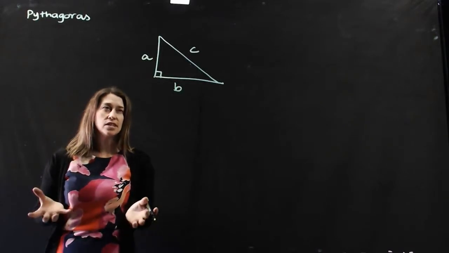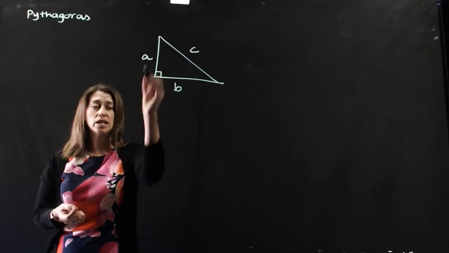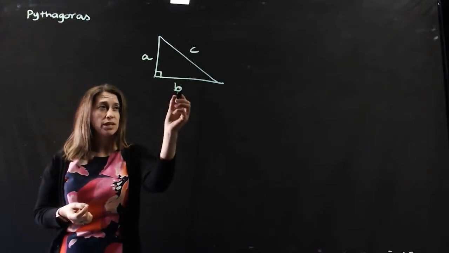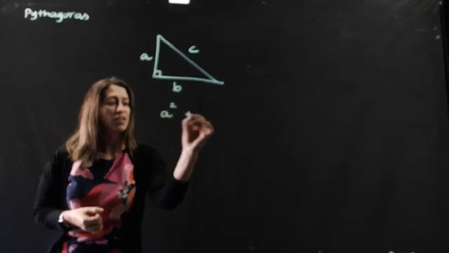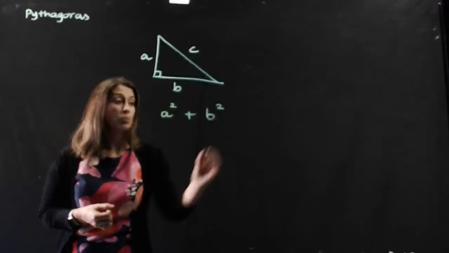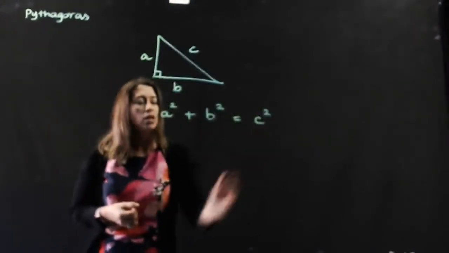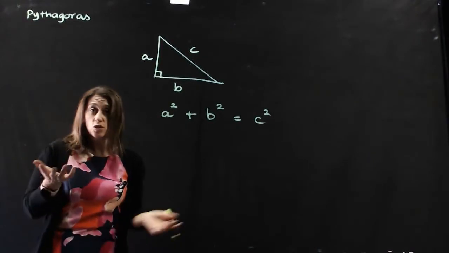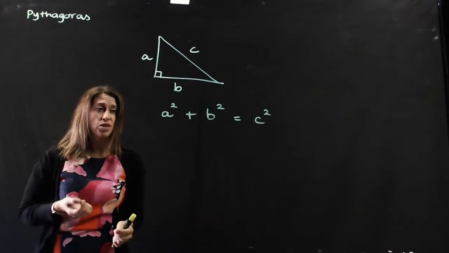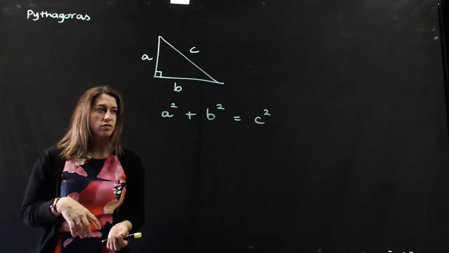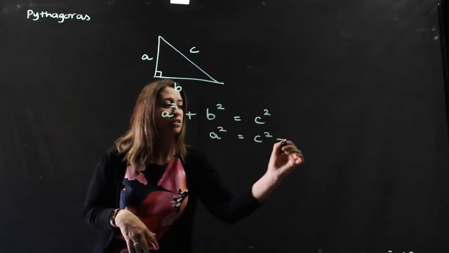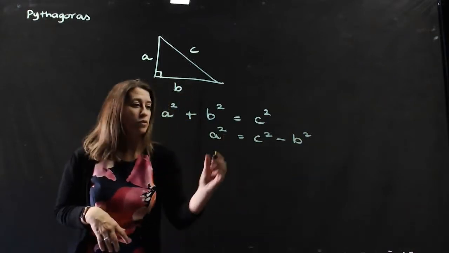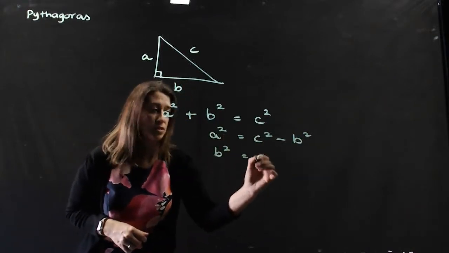And what Pythagoras' theorem says is if you take the square of A, add it to the square of B, that gives you the square of C. So you will recall that Pythagoras' theorem is A squared plus B squared equals C squared. And this could be rearranged two other ways. You can make A squared the subject, or you can make B squared the subject. Making A squared the subject, you get C squared minus B squared. And making B squared the subject, you get C squared minus A squared.